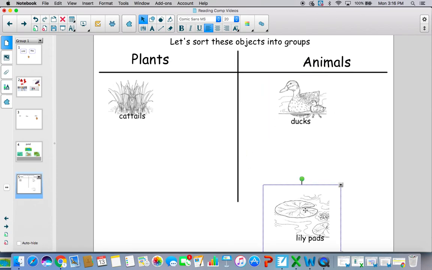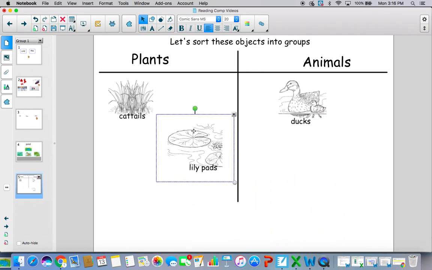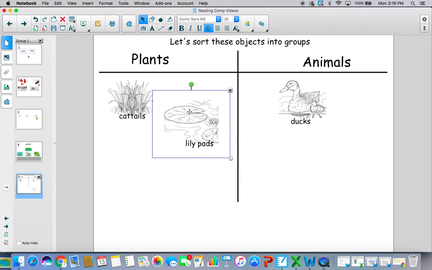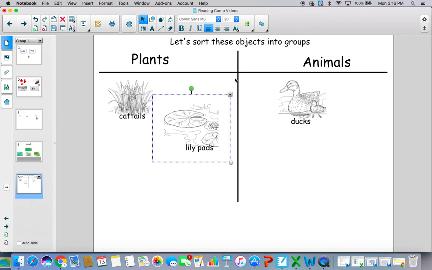Now it's your turn to try. Next we have lily pads. Will lily pads go under plants or animals? You can ask your grown-up for help and pause the video here. Lily pads go under the plants category. Nice job, everyone.